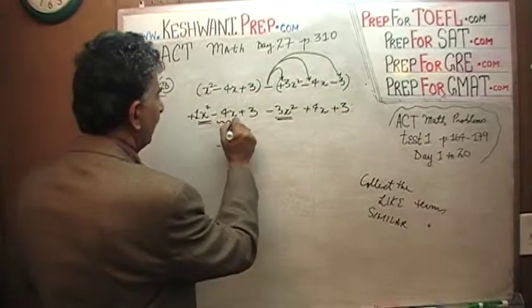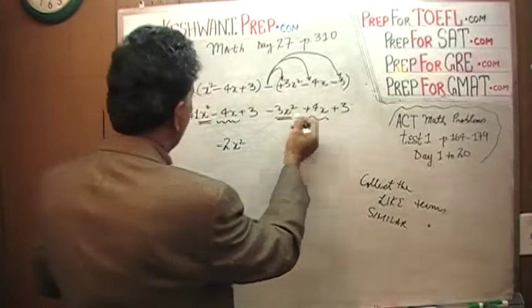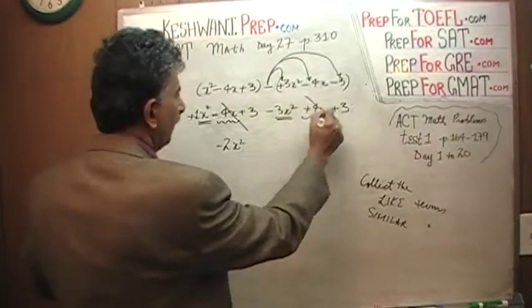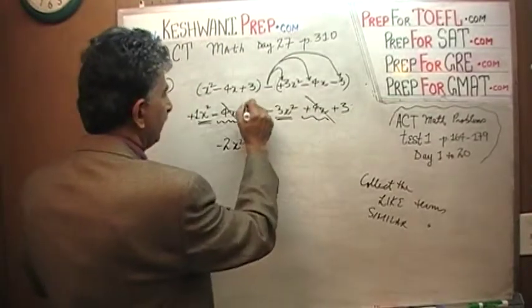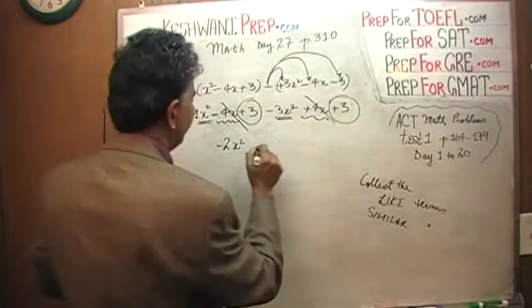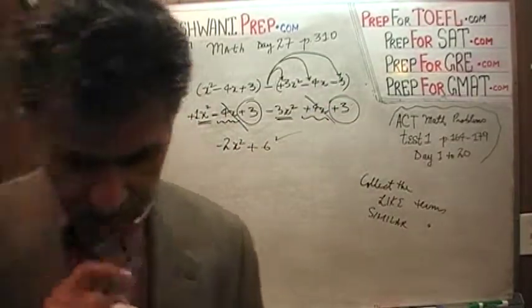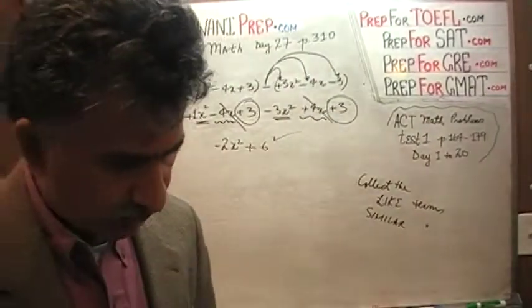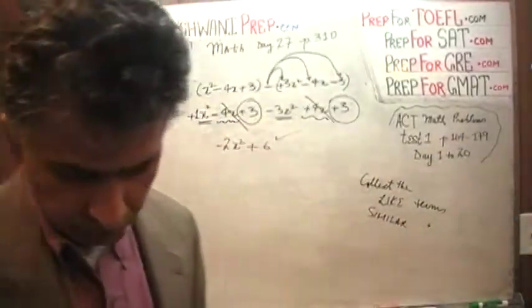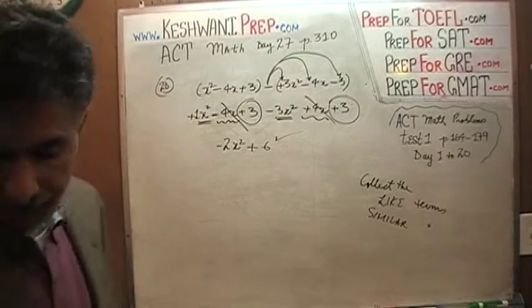Now I see 4x here and I see 4x here. Oh, positive 4x and a negative 4x. What do you know? They're going to cancel out. That's it. We are done. And then we have a constant of 3 and a constant of 3. Positive 6. That's our answer. That was actually simpler than I thought it would be.